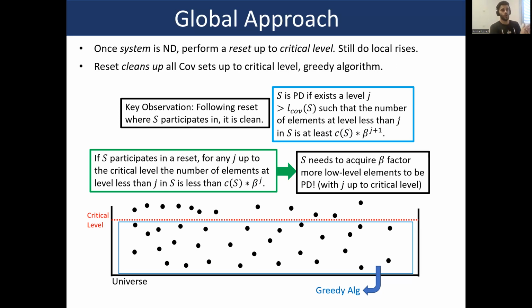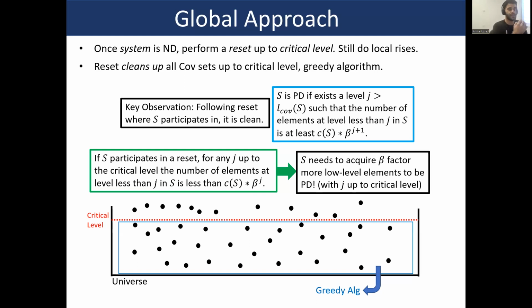So once we have a local rise of S to level J plus 1, we look at the last time that S participated in a reset up to that level at least. At that point, the number of low-level elements that it had was less than CS times beta to the power of J. And by the time it was PD, it had at least CS times beta to the power of J plus 1. That means it obtained CS times beta to the power of J plus 1 minus CS times beta to the power of J. It obtained this amount of new low-level elements.